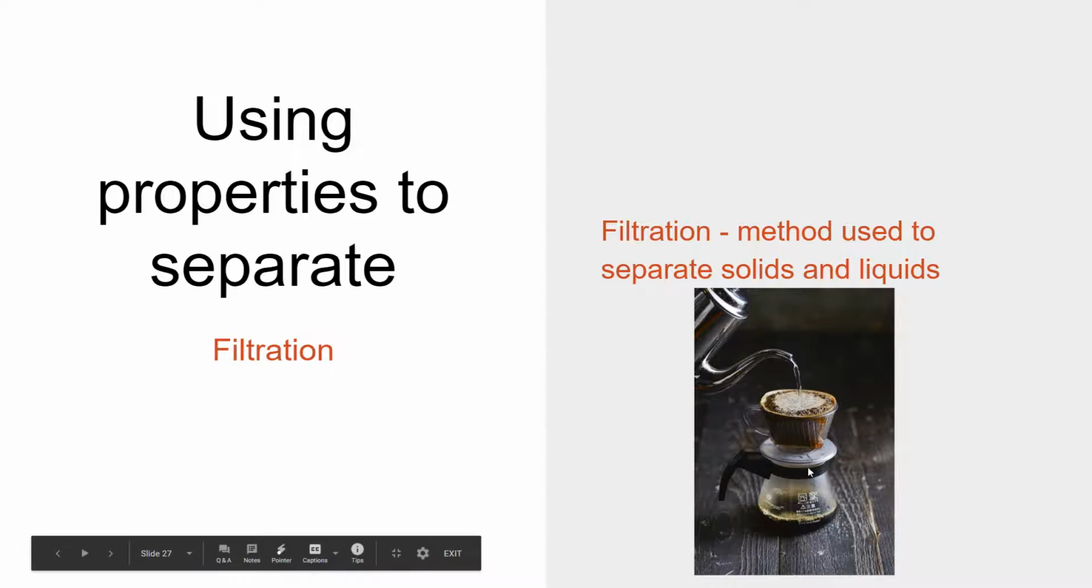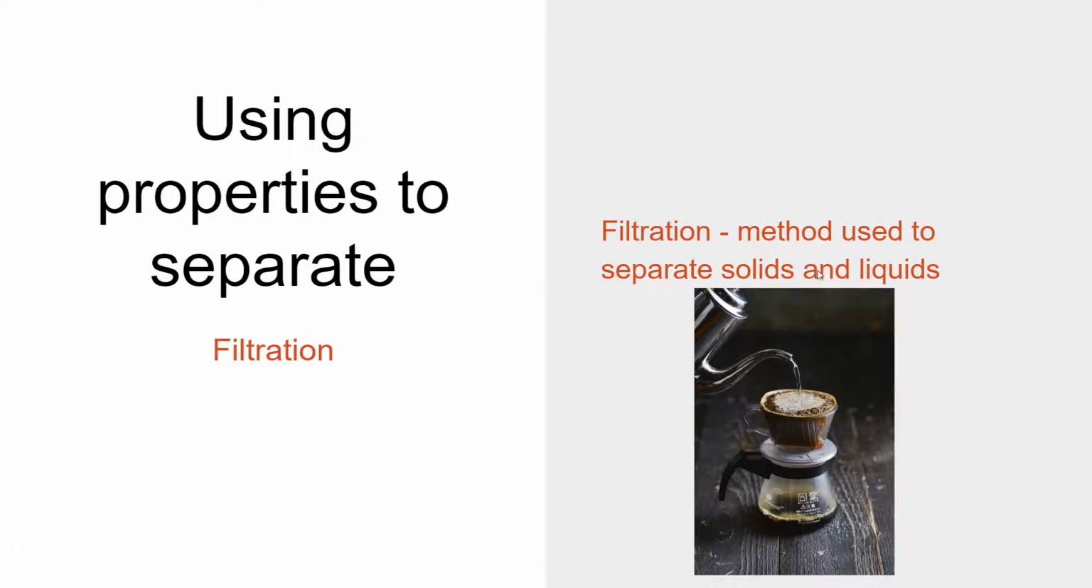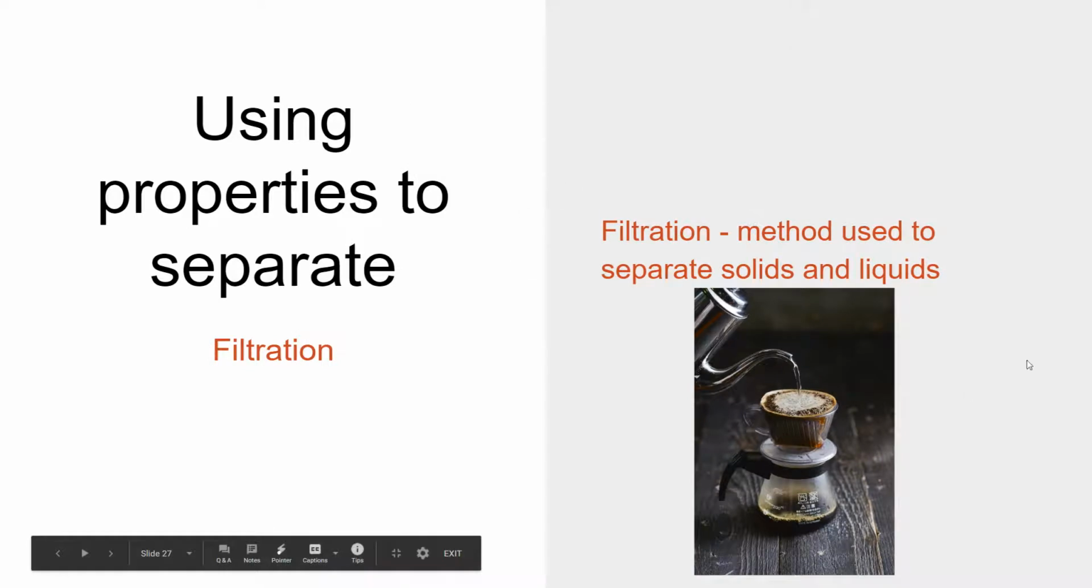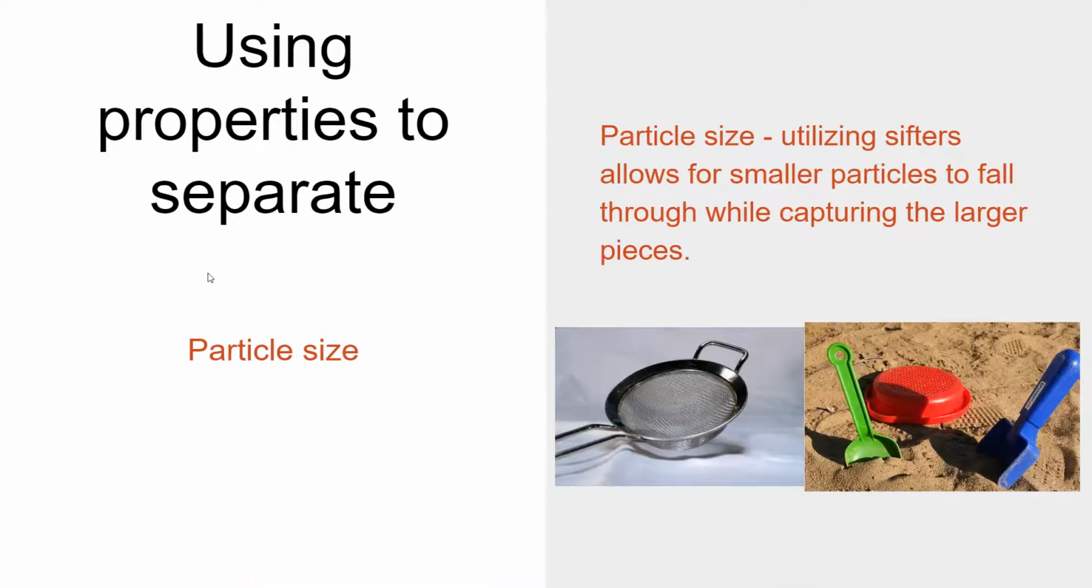The liquid is able to pass through the filter paper, but the solid particles are not. So it's a good way to separate solids and liquids, to keep the solids from entering into where the liquids are. So filtration is a good method to use to separate that. Using properties to separate, another way to do it is particle size.